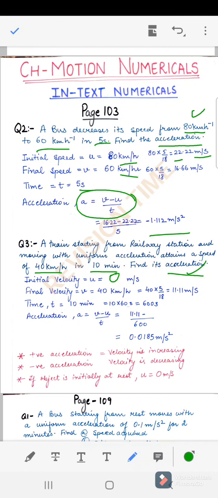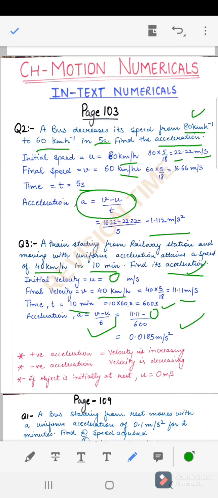Next we have been given the final velocity v, that is 40 km per hour, and time t, 10 minutes. So kilometer per hour has to be converted to meter per second and minutes to seconds. For seconds we have to multiply the quantity by 60. So the formula applicable is v minus u by t. Here we will put 0 and the answer is this.